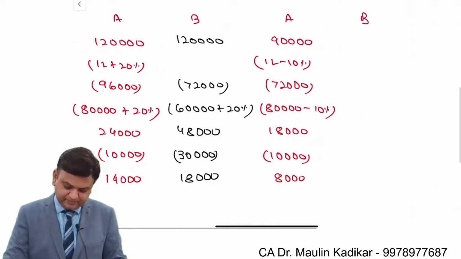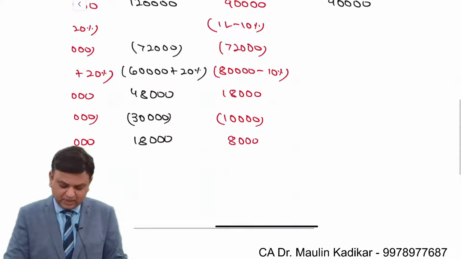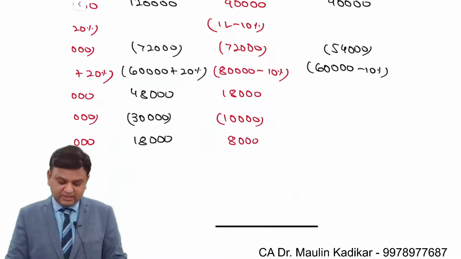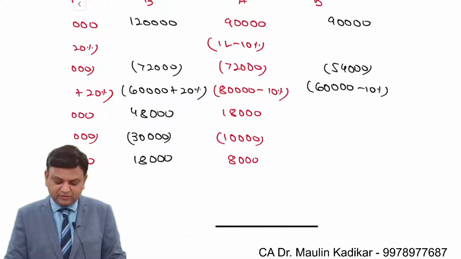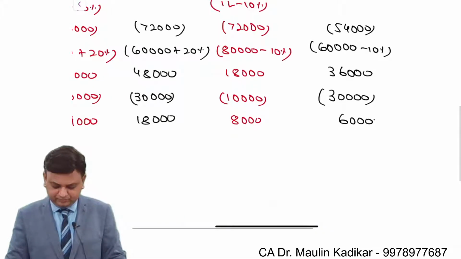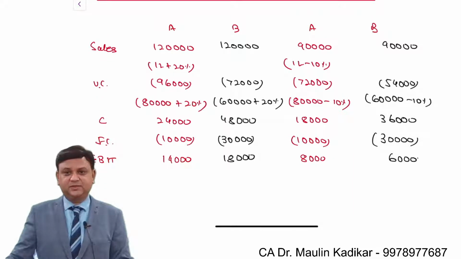Next, plan B, sales reduces to again 90,000. Variable cost 60,000 minus 10%, 54,000. Then the amount of the contribution will be 36,000 minus 30,000, that comes to 6,000. This is the way we'll have the results.